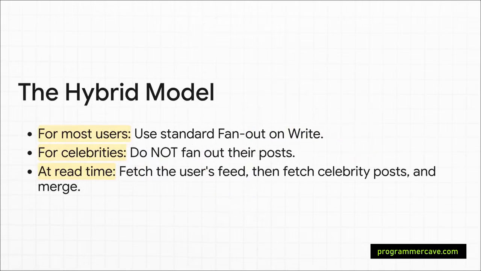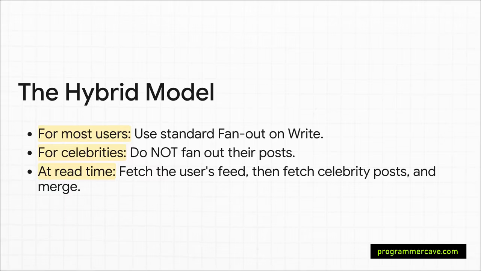So what do we do? The solution is a really clever hybrid model. We basically say, okay, for the vast majority of our users, let's say anyone with under 10,000 followers, we stick with our super fast push system. But for the celebrities, the ones with huge follower counts, we just do nothing when they post. We don't fan out their posts at all.